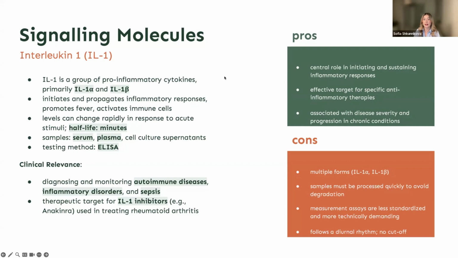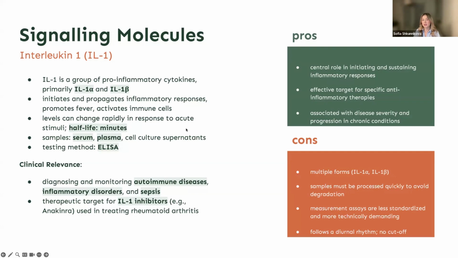So we know that it has a central role in initiating and sustaining the inflammatory response. We also know that it's an effective target for specific anti-inflammatory therapies, and we know that it is associated with disease severity and progression in chronic conditions.